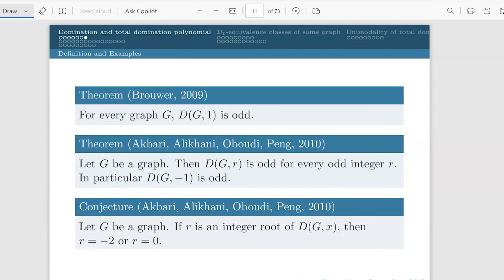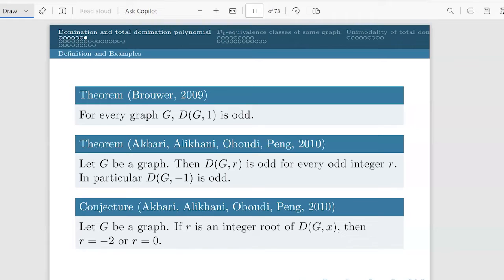And we extend this theorem of Brouwer to every odd number. In other words, the domination polynomial of G at r, where r is an odd integer, is always odd. So the domination polynomial, for example, at -1 is odd.